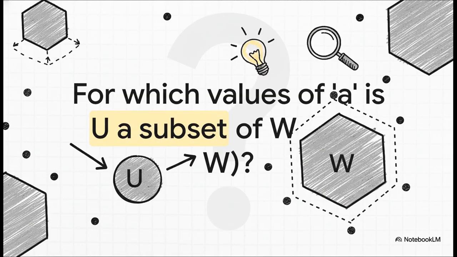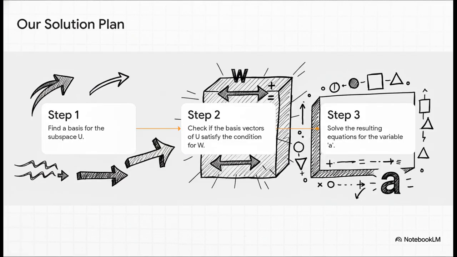So here it is, the big question for part A. What value of A makes it so that every single vector that belongs in U also belongs in W? How do we make sure every resident of U is also a resident of W? Now, we could try to check every vector in U, but there's an infinite number of them, so that's not going to work. The smart way, the work smart, not hard way, is to just check the fundamental building blocks of U, its basis vectors. If the basis is in W, then everything built from that basis has to be in W too.